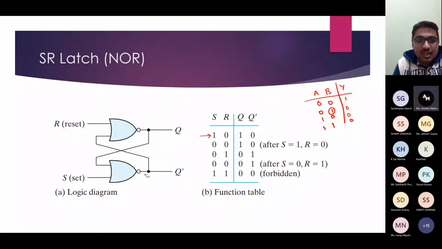Now if you consider the opposite case, if you have R equal to 1 and S equal to 0, then this will be 1, and again this here will be 1, so Q will be 0. Now in this case, when R is 1 and S is 0, the output is going to be 0 and 1. That's what is written here.